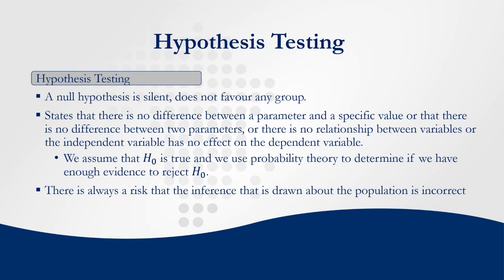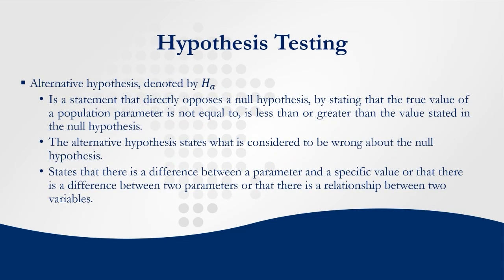So we use probability theory. But there is always a chance that we can make incorrect inferences. So there's a chance that our conclusions can be incorrect, such that maybe we reject the null hypothesis when we are not supposed to reject it, or we don't reject it when we are actually supposed to reject it.